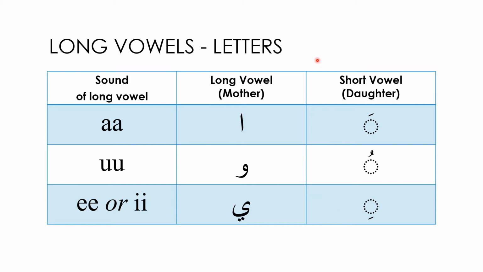Okay, let's read the daughter-mother vowel combinations. A, u, I, a, u, I.